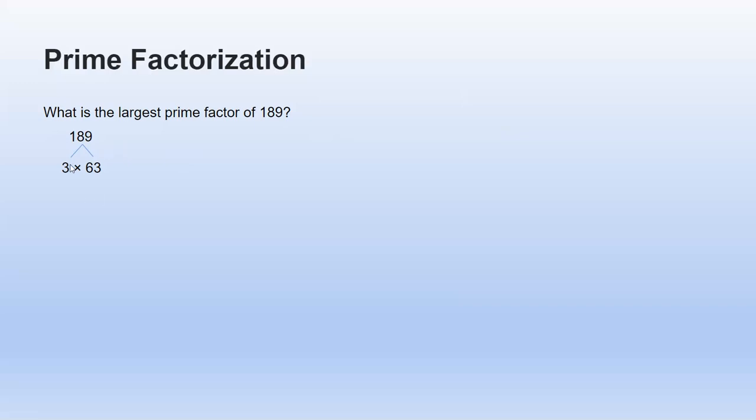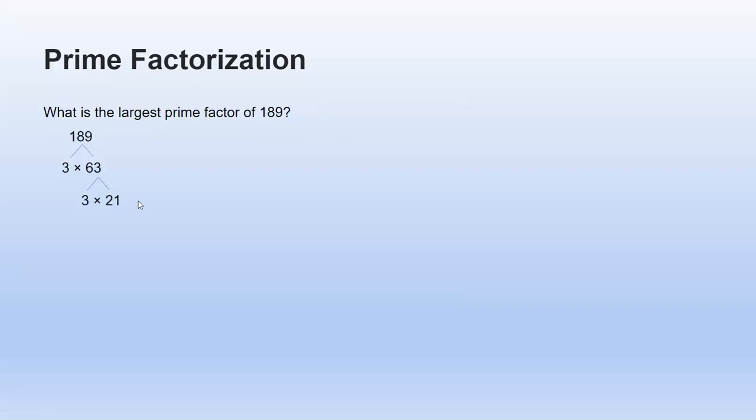And then if you look at it, 3 is a prime, so we don't have to continue splitting it down in the tree. But 63 is not a prime, so we can continue splitting it. And by the same method that we turned 189 into 3 times 63, we can get that 63 is 3 times 21. And then again, 3 is a prime, so we don't have to split it down in the tree anymore.